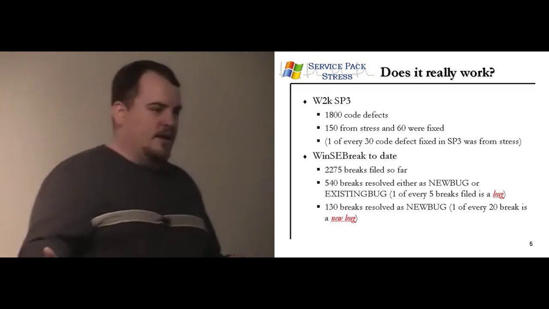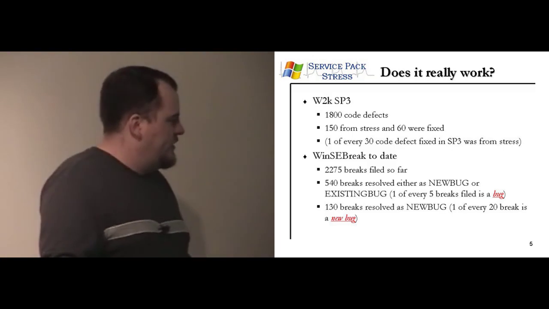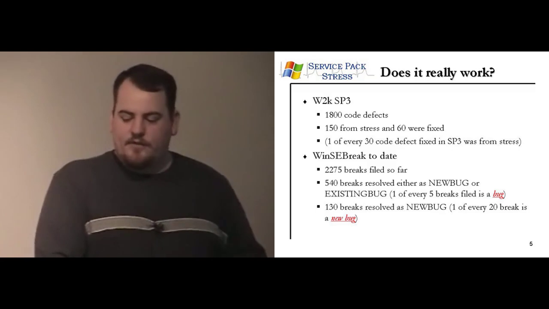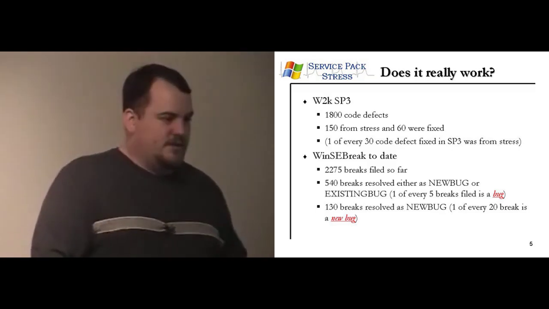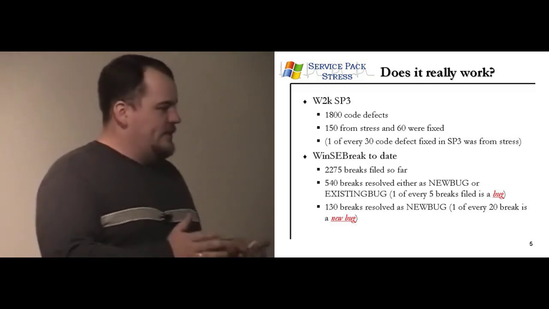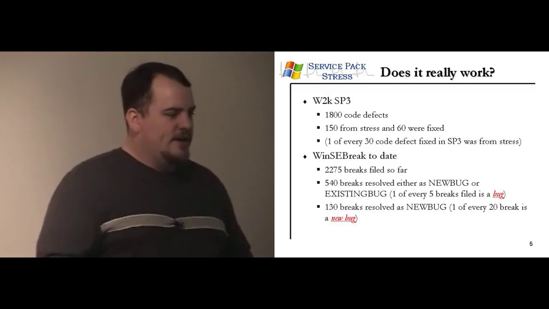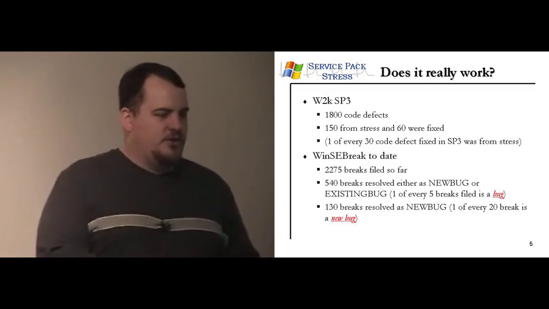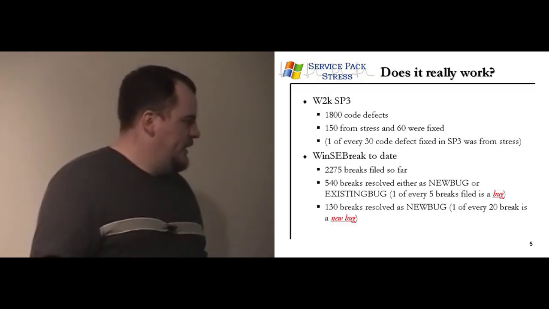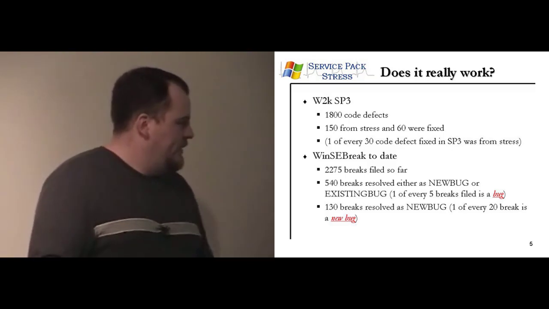WinSE break is a database of bugs, and this is some of the information when I last collected this data. We had 2,275 breaks. 540 were either new bugs or existing bugs. A new bug would be where the developer says this is a new issue, open it in our real database. We keep this database as tracking of stress, and if it actually is a new issue, then we put it in the Project Studio database. So let's say for SP5, it would go in the SP5 database as opposed to this WinSE break database.